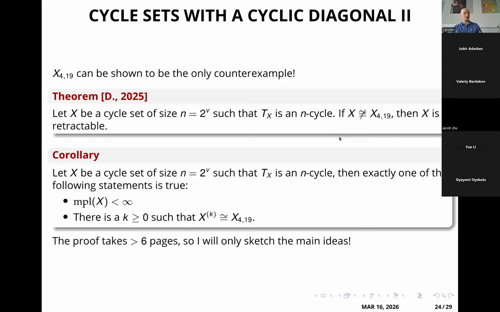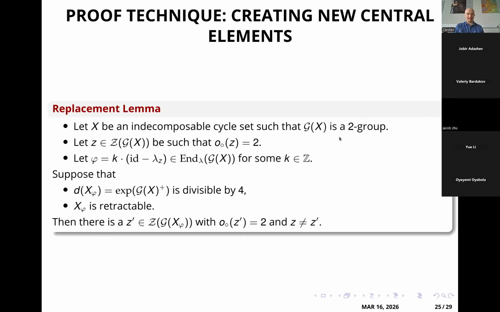And this gives us some, how do you say this, weak point to attack. And one lemma that is important here, I should add something, there is something missing, is what I call a replacement lemma. What does it say? So if we are given a decomposable cycle set such that the permutation group is a 2-group, and we are given an element of the center which has order 2, we can define a family of endomorphisms which are simply given by kth multiples of it minus lambda z for some integer that has to be chosen appropriately.